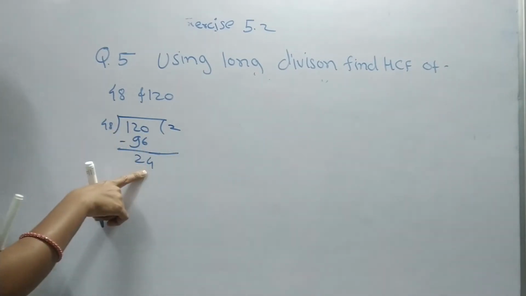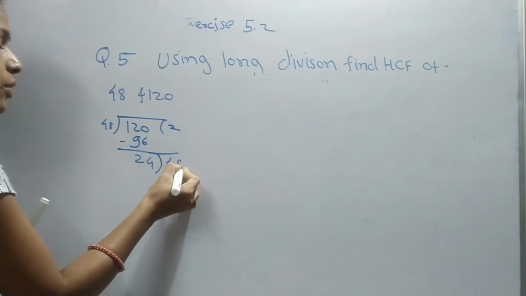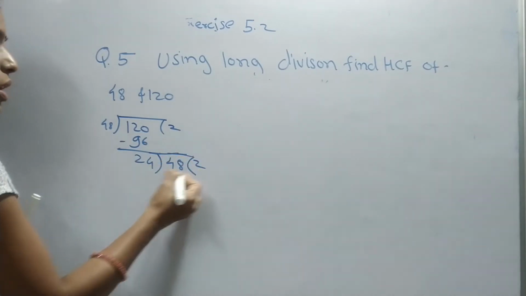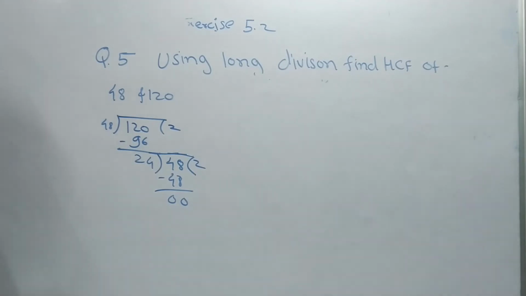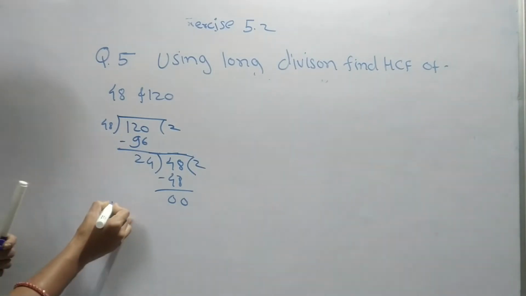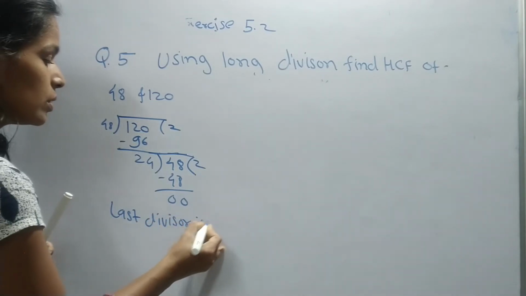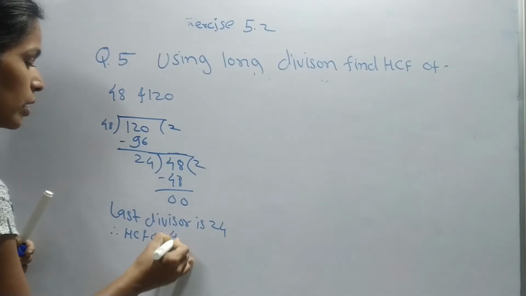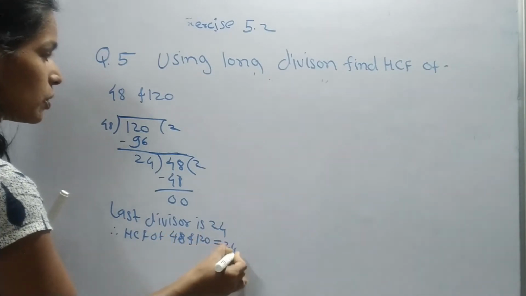Now what do you have to do? You have to divide the previous divisor by this remainder. Divide 48 by 24. We know that 24 twos are 48. So 48 minus 48 is 0. So the last divisor that we get is 24. The last divisor is 24. Therefore, the HCF of 48 and 120 is 24.